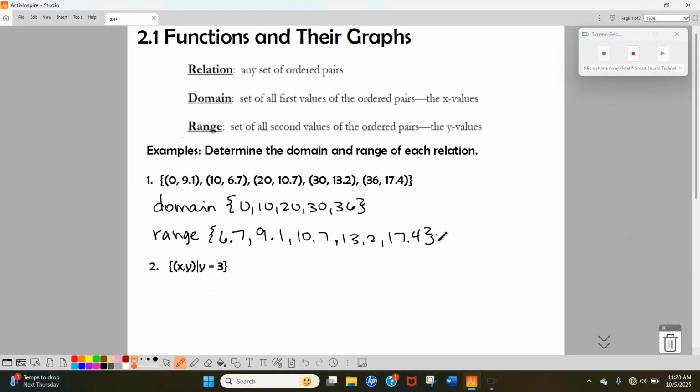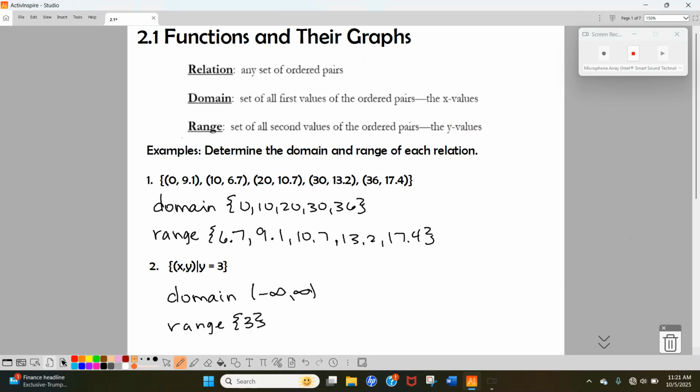All right, so number 2, there's going to be one like this on your test. That's why I included it here. So this says the set of ordered pairs where y is 30. So that means that for the domain, I haven't been given any kind of restriction. So we're going to say all real numbers, so negative infinity to infinity. For the range, though, y is always 30. The easiest way to say that is just do the set of numbers that include 3.